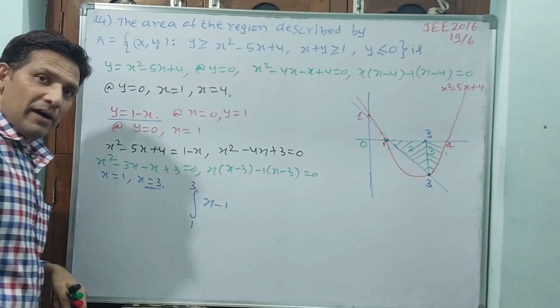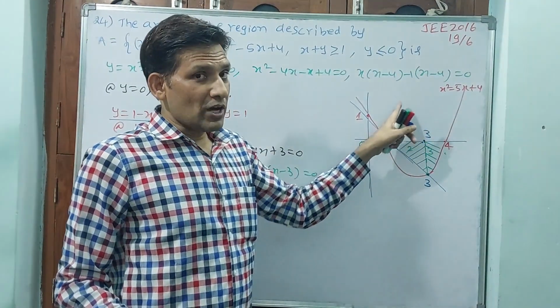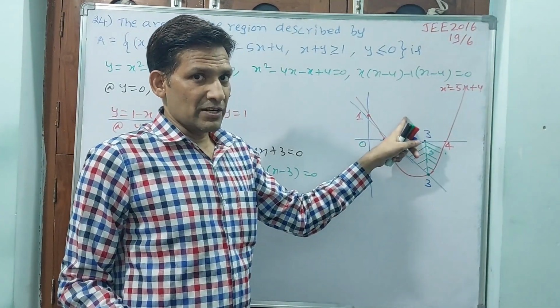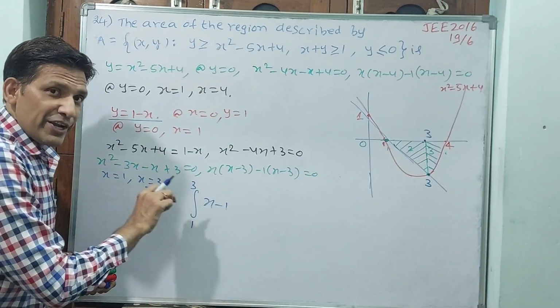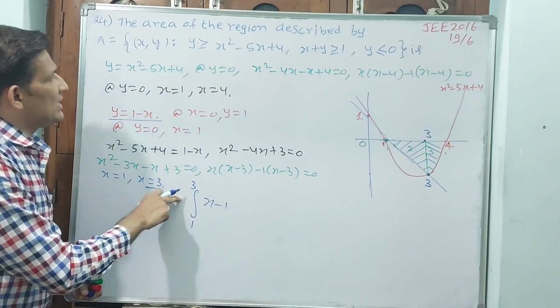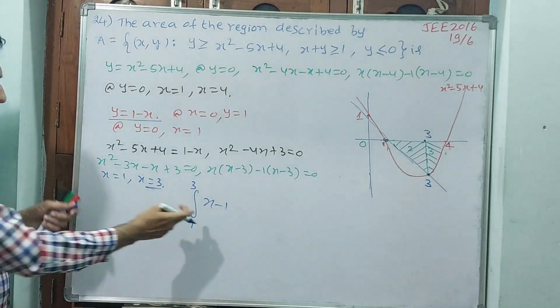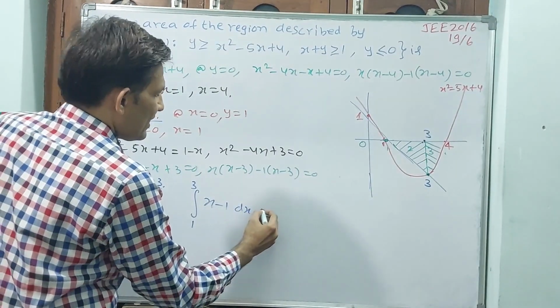Why? Until now we have taken the first quadrant only. In the first quadrant both are positive, that is why whatever equation they give, you directly take that equation. But in the fourth quadrant, the equation should be taken negative. If you take negative, minus of 1 minus x automatically becomes x minus 1. Dx only, don't bother.